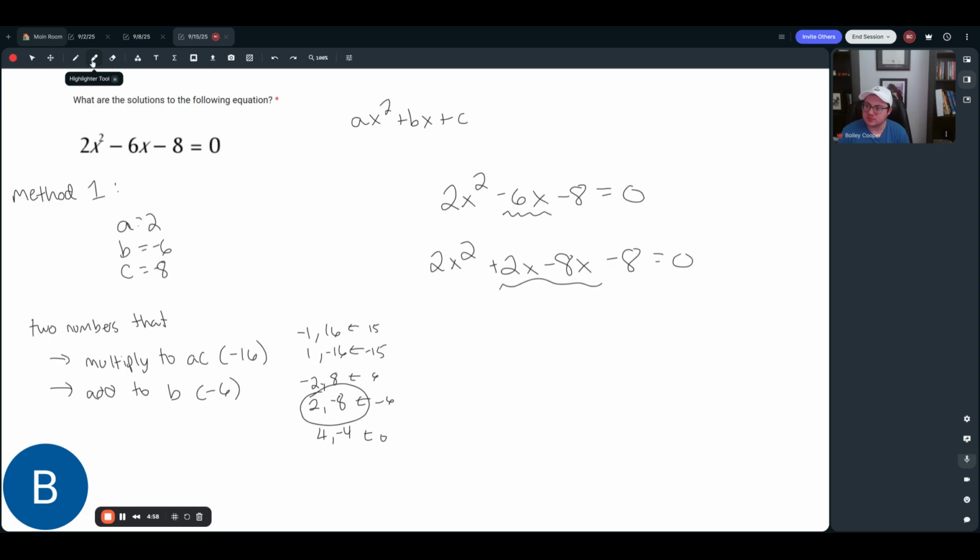And then we're going to do something pretty cool. We're going to do something called factoring by grouping. And that's a really fancy way of just saying factoring by greatest common factor, but we're only looking at the first two terms and the last two terms.